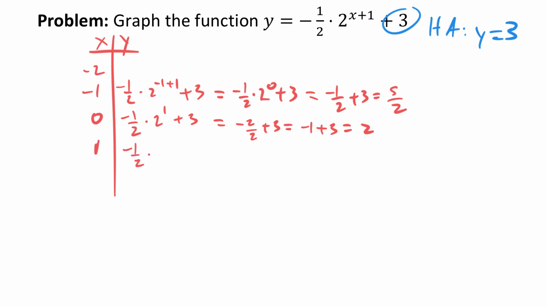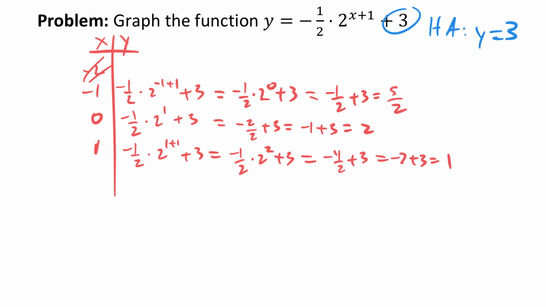So negative a half times 2 to the 1 plus 1 plus 3. Yeah, let's skip this point here. Negative 1/2 times 2 to the 2 plus 3. So negative 4 over 2 plus 3. Negative 2 plus 3, which is 1.